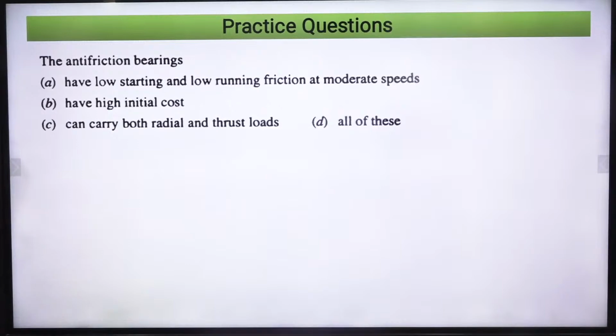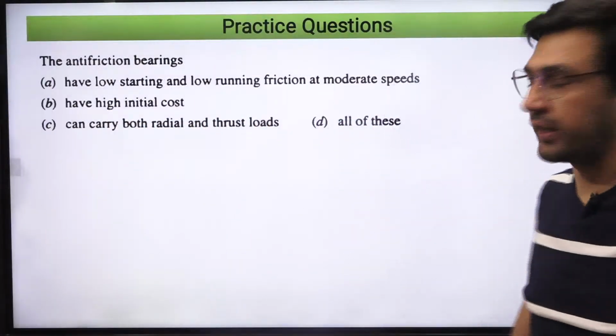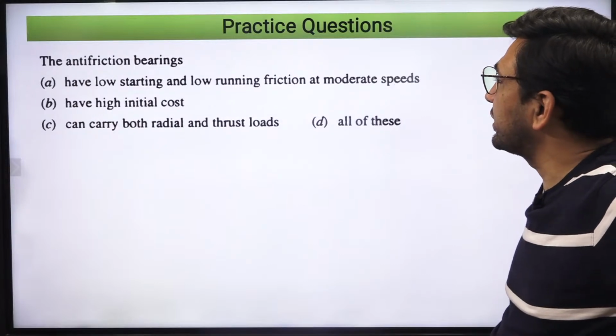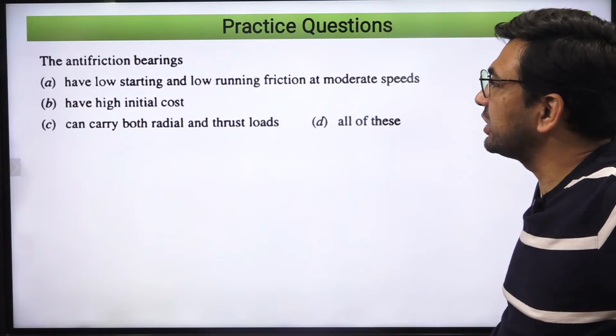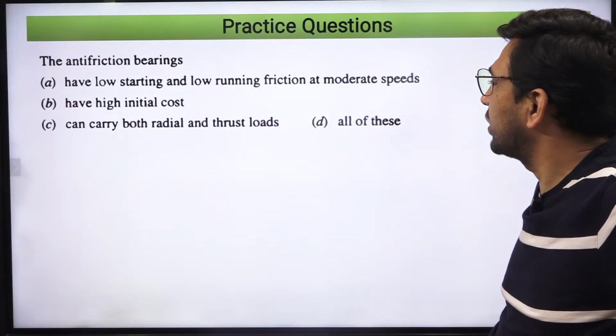Just see, anti-friction bearings. Which one of these statements is going to be correct? Have low starting and low running friction at moderate speeds, have high initial cost, can carry both radial and thrust loads, all of these.